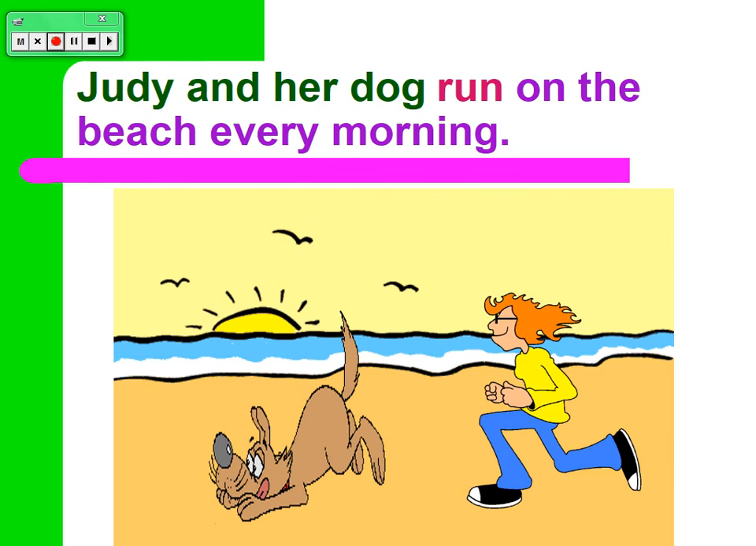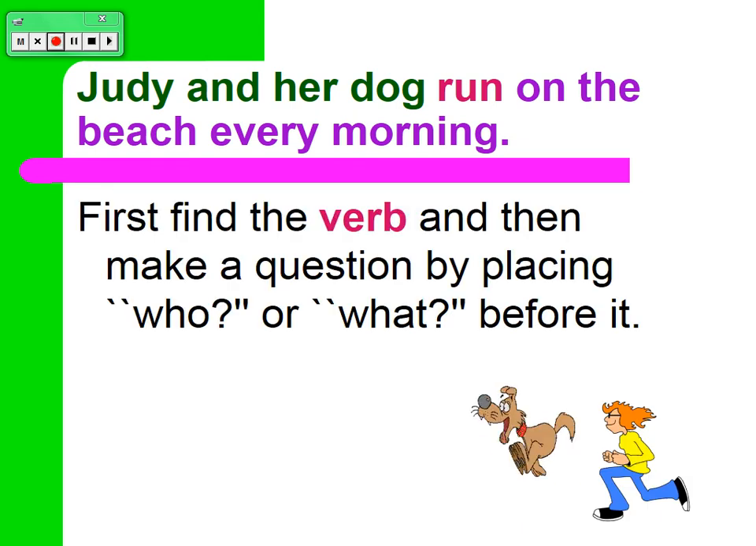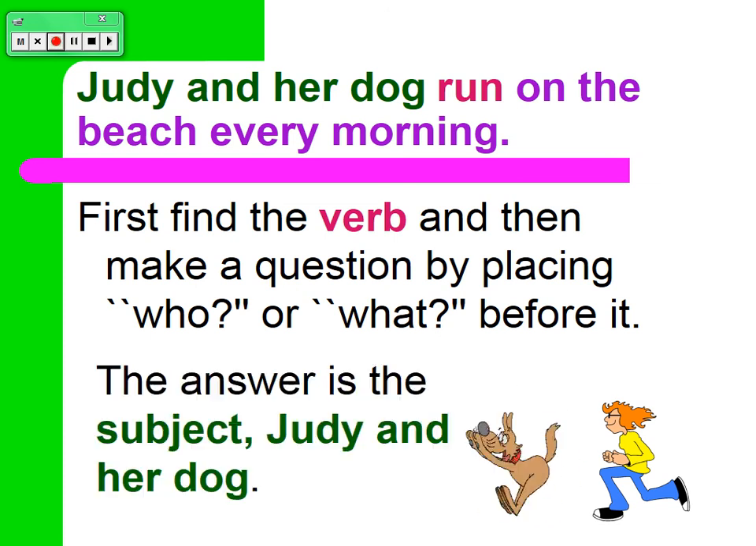Try to figure out what the subject is before we move on. Okay, first you find the verb, and then you ask the question, who or what is doing the verb? So in this case, we have the word run, and the answer to who is running is Judy and her dog. So Judy and her dog is the subject.